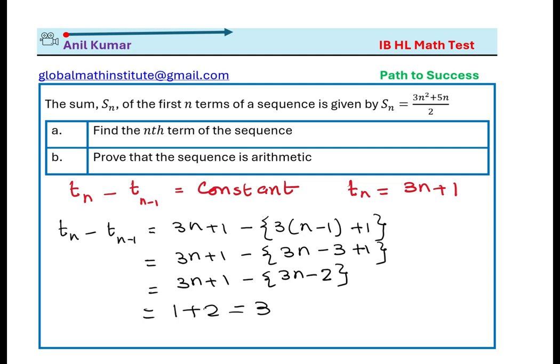So you see that the difference is constant. Since this difference is constant, we should write this as an arithmetic sequence, right? Makes sense. That is how we are going to solve this problem step by step. I hope the concept is clear.